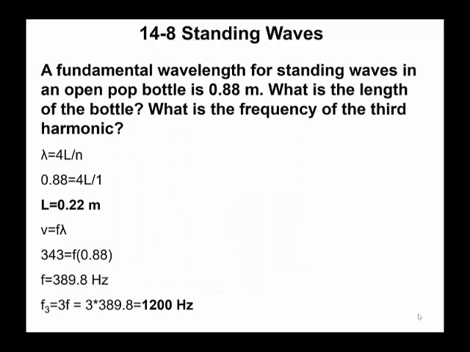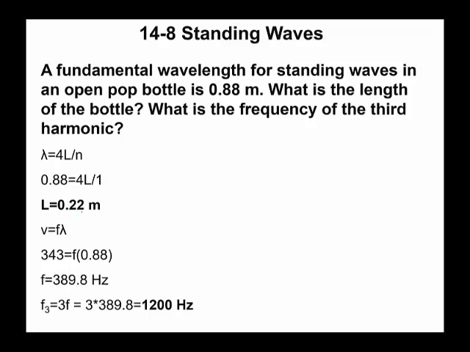So here we have an example. This is using standing waves. They're giving me that the fundamental wavelength is 0.88. They asked me to find the length of the bottle and the frequency of the third harmonic. So I know since it's an open bottle, it's 4L divided by the harmonic, because it's open on one end and closed on the other. Since it's the first harmonic, the fundamental, I just put in 1. So I took 0.88 divided by 4, and my length is 0.22 meters.